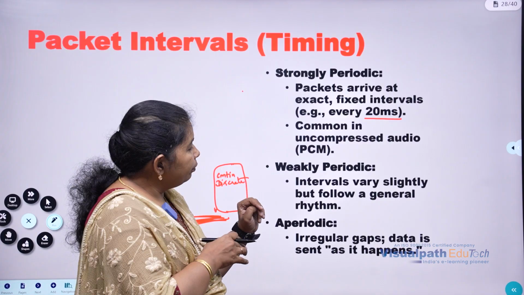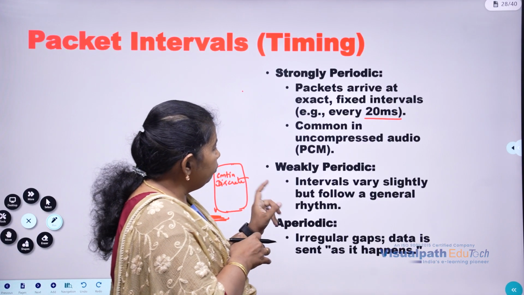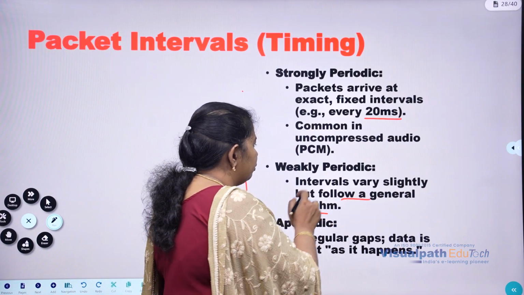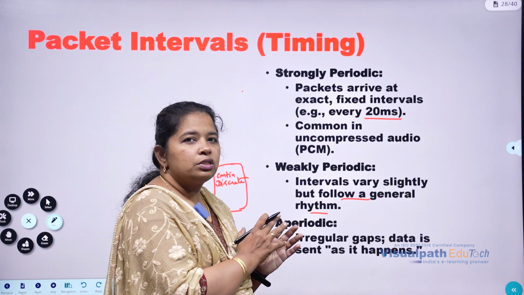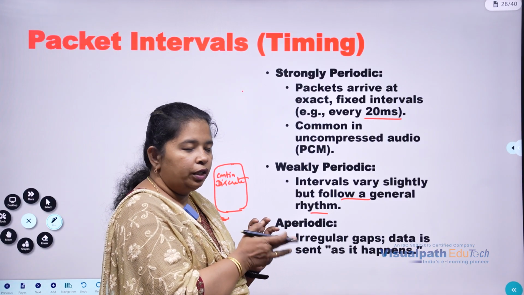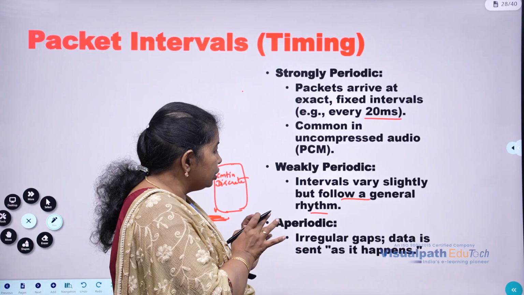Weakly periodic means intervals vary slightly but follow a general rhythm. So according to the size of the packets, it will be varying, but it will have some general rhythm.